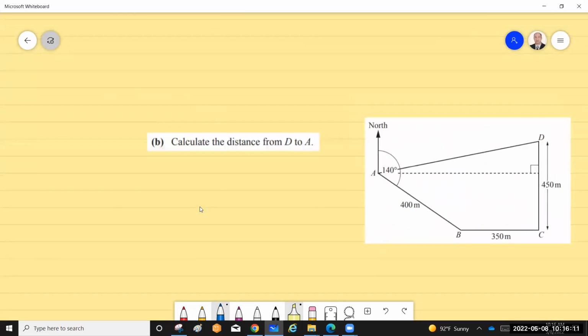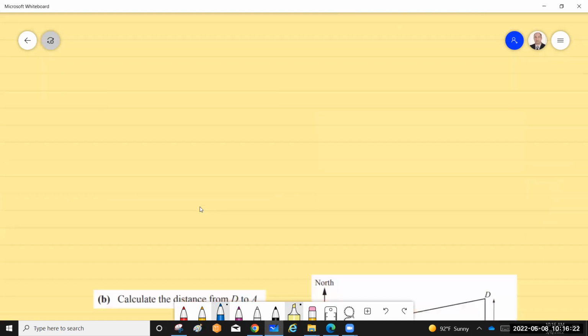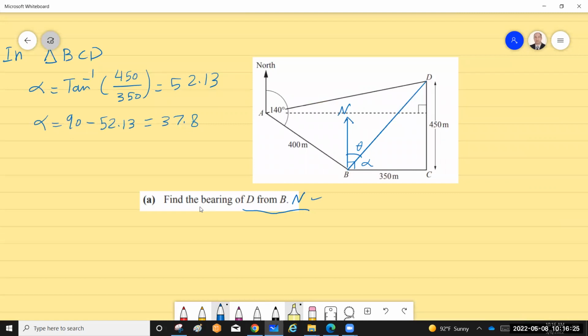The next part is B. Calculate the distance from D to A. How can I find this distance? Already I have this side. Look at this one: I can find AD from this triangle. The BD I can find from the Pythagorean theorem in this triangle. Everyone find BD, please. BD is the square root of 450 squared plus 350 squared, which gives you about 570.